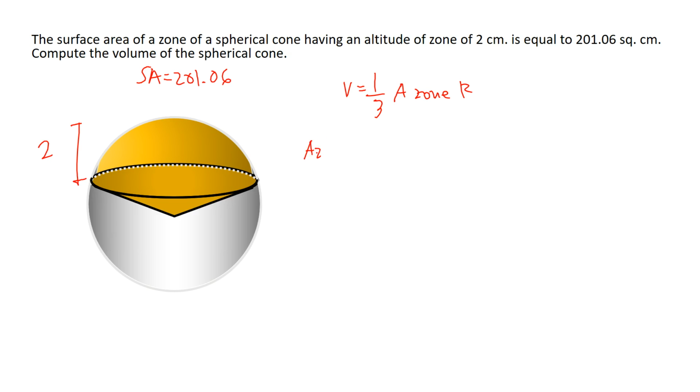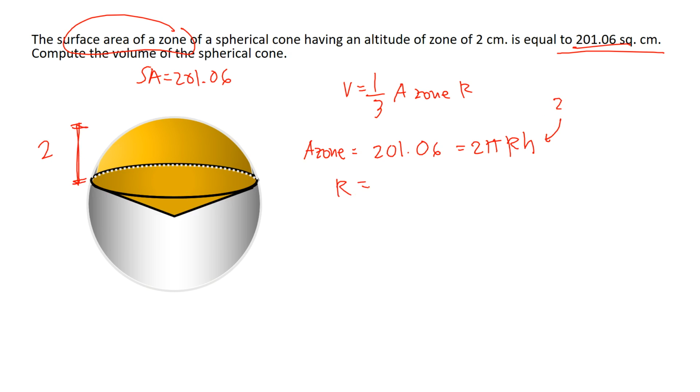Again, what is the area of this zone, class? It is given, 201.06, since the surface area of a zone having an altitude of 2 is equal to 201.06. So that is the surface area of your zone. The formula is just 2 pi r h. We already know the height, 2, given in the problem. So we can get the radius. So what is the radius?